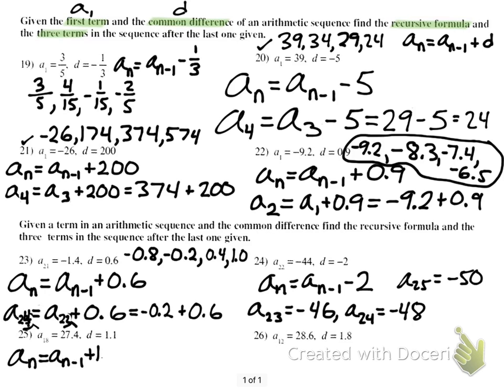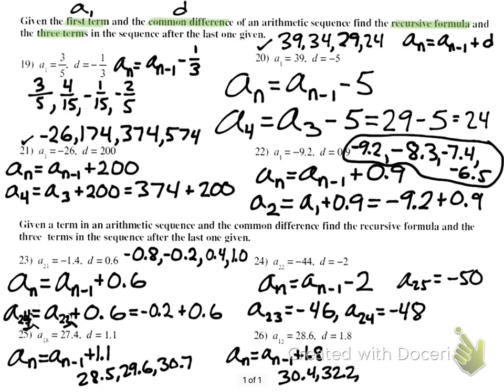On 25, here's your formula. A sub n equals a sub n minus 1 plus 1.1. And then you are just adding 1.1 each time. So there are your next 3 terms. And then also in 26, there's the answer. A sub n minus 1 plus 1.8. And you are just adding 1.8 each time, and there's your answer.